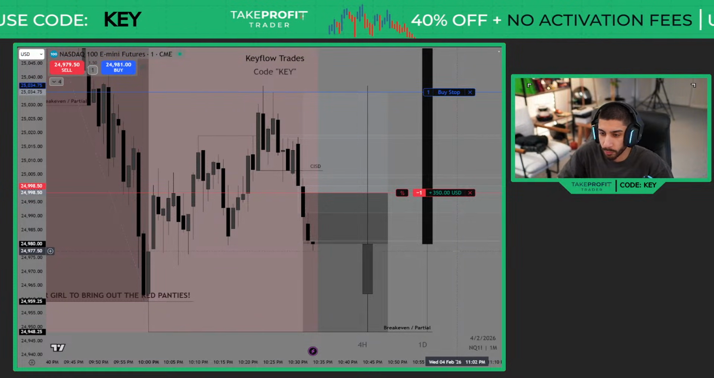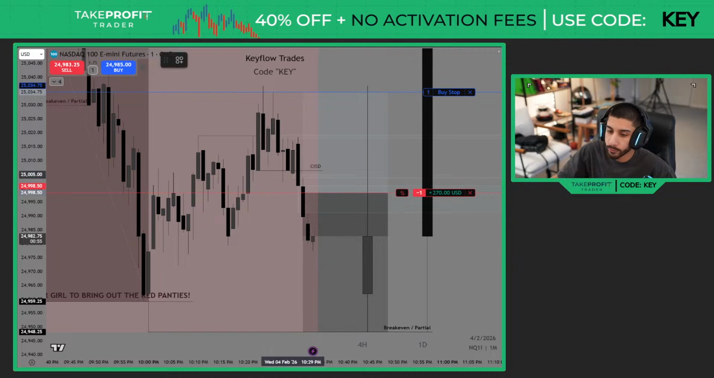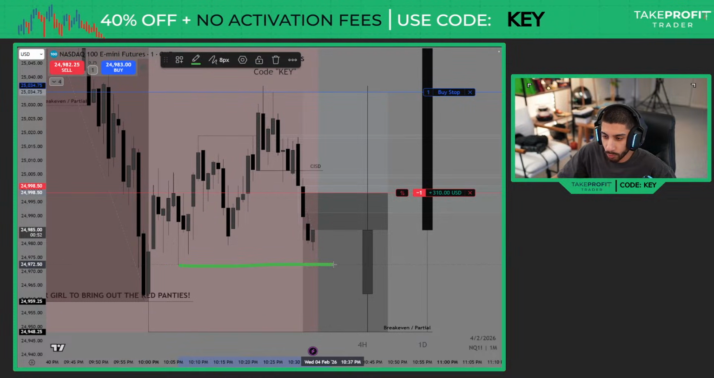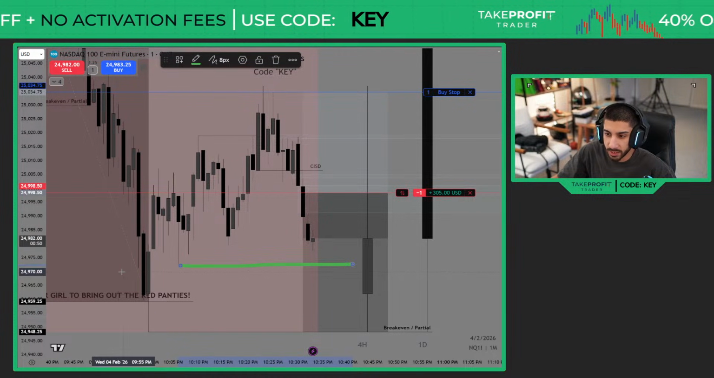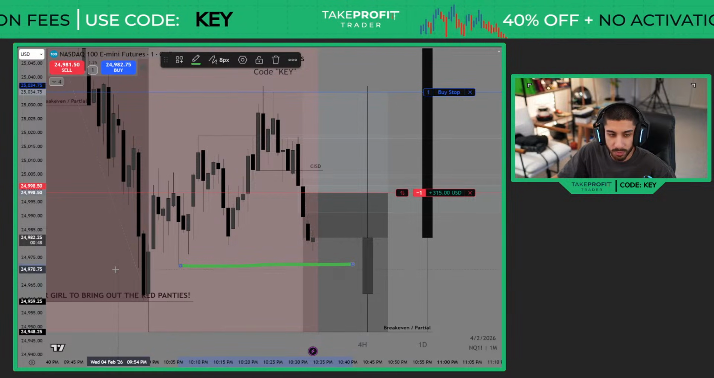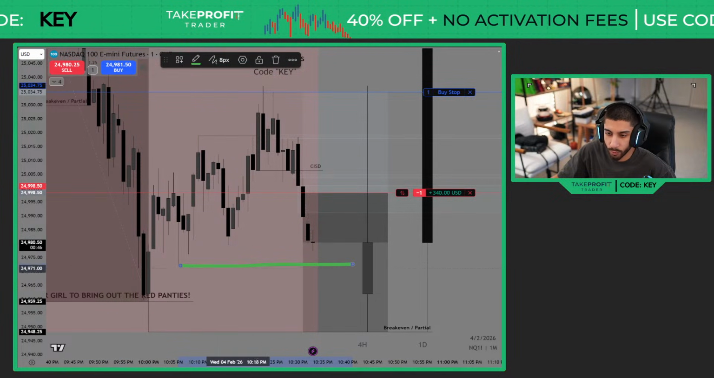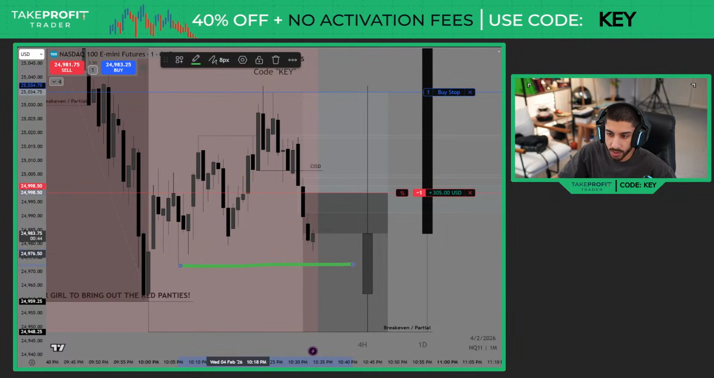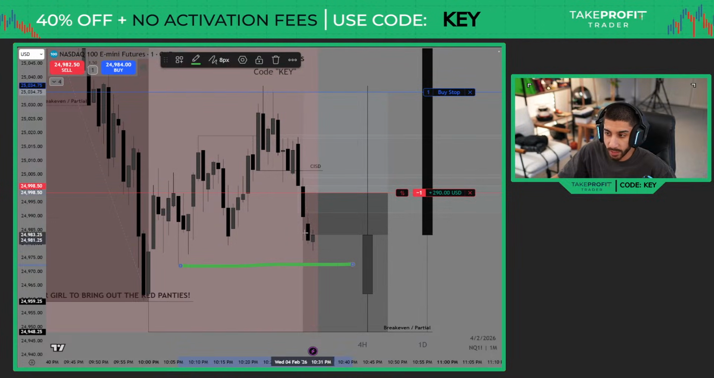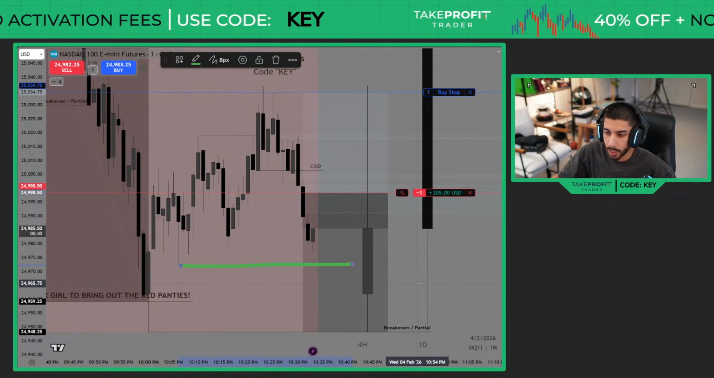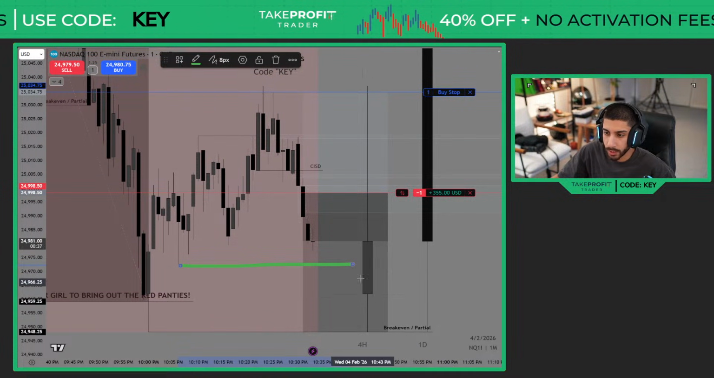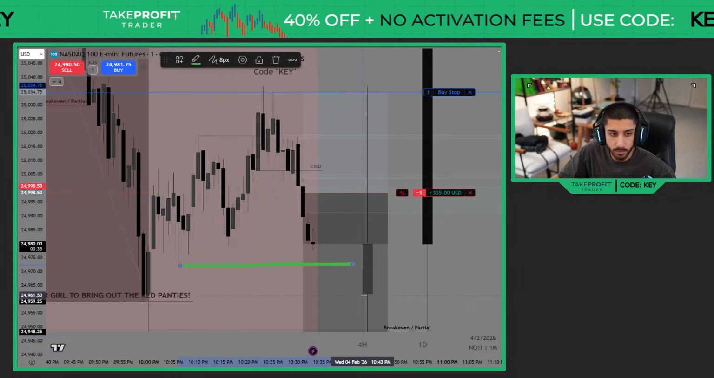Beautiful, beautiful. Let's see. Can we get a move through this low here? That would be fantastic. If we can get a move through this low here, shows some real bearishness, right? Especially if we get displacement below there, then shows a lot of bearishness here, which is exactly what I would want to see.